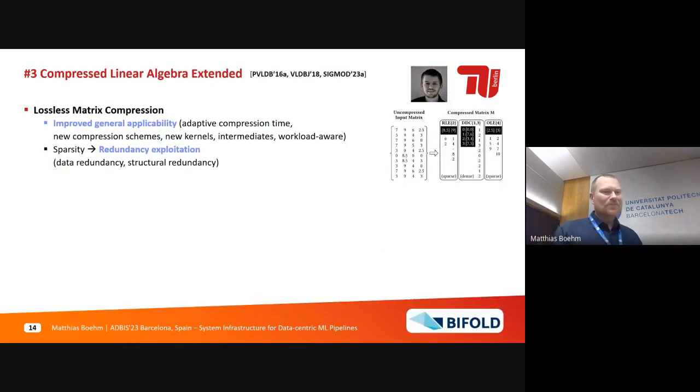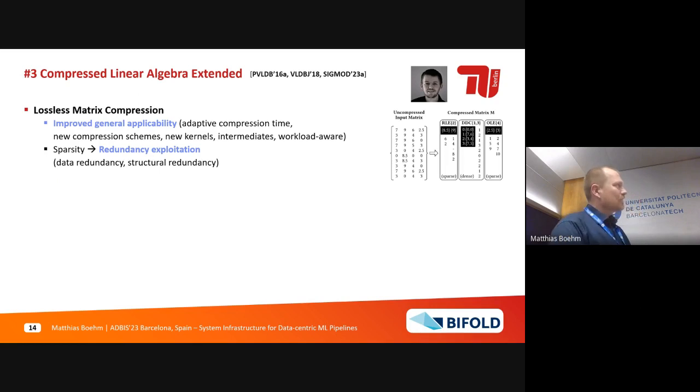Case number 3 for data independence is compressed linear algebra. In this particular piece of work, we are utilizing lightweight database compression techniques, applying them to numeric matrices, and performing linear algebra operations directly on the compressed representation in order to reduce memory bandwidth requirements, increase instruction parallelism, keep larger data sets in memory, and reduce the number of floating point operations.